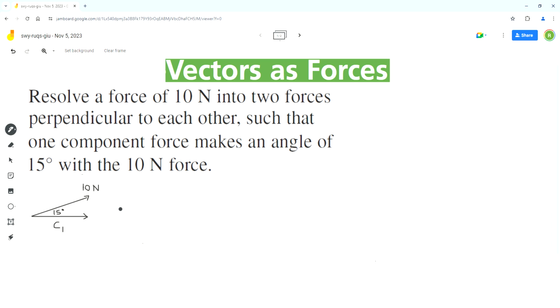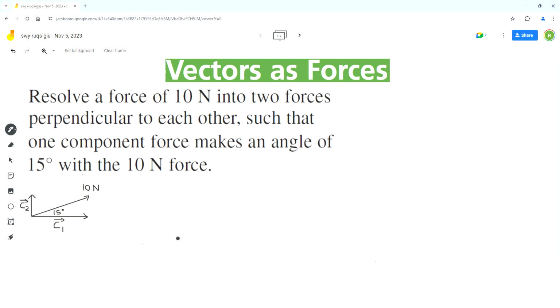Now the other component will be perpendicular to vector C1. So the other component can be shown as this, and this can be labeled as vector C2. So we have to find vectors C1 and C2, which are the components of the given 10 Newton force.